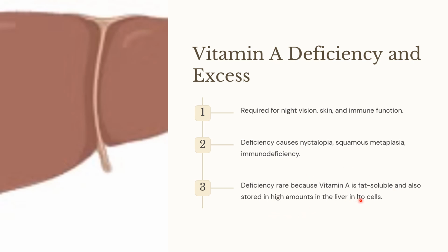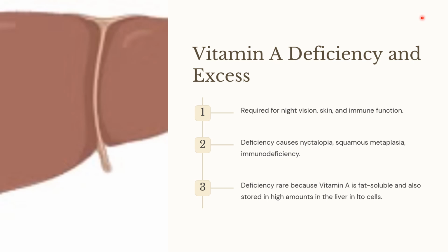But deficiency can be caused by malabsorptive disorders such as cystic fibrosis, celiac disease or Crohn's disease. Excess of vitamin A will cause cerebral edema with pseudotumor cerebri. That is, there will be raised intracranial pressure, there will be papilledema, there will be confusion. Vitamin A excess can also result in teratogenicity. Sometimes vitamin A excess can result in hepatotoxicity and also dyslipidemia.